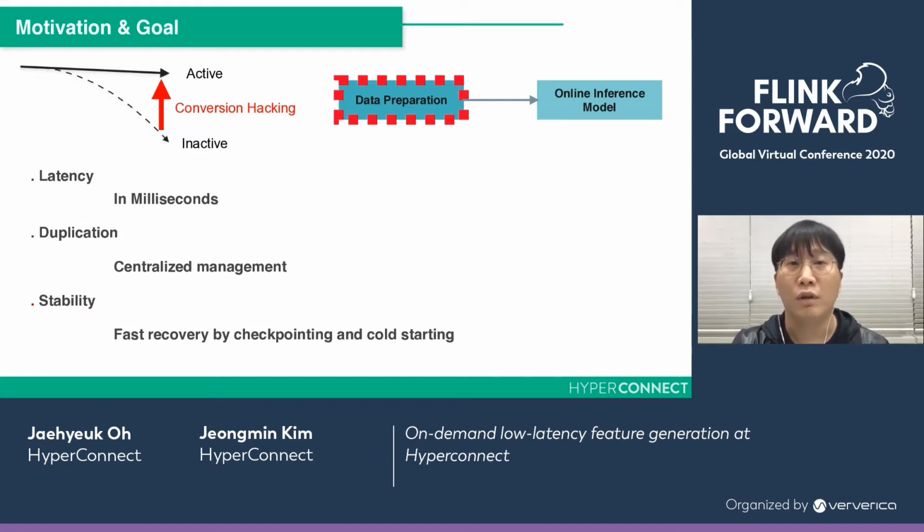The next problem is duplication. As the number of models and applications grow in size, the features and complexity of feature pipelines also increase. Higher complexities in the system create room for inefficiency, such as similar pipelines applying the same feature to different models. The final problem is stability.